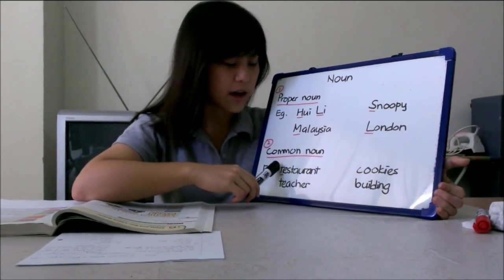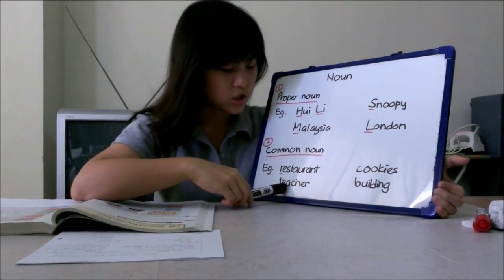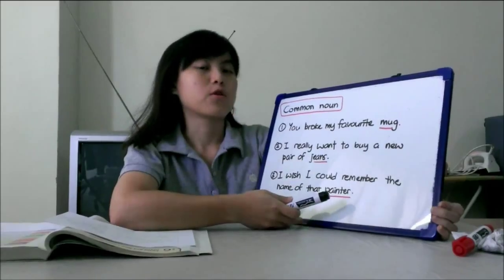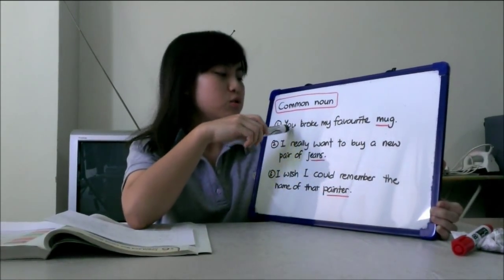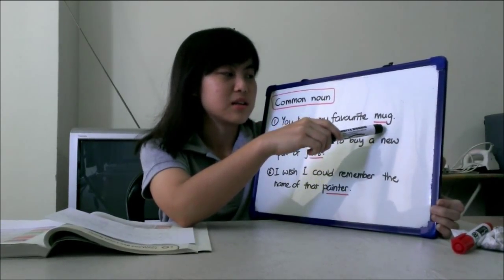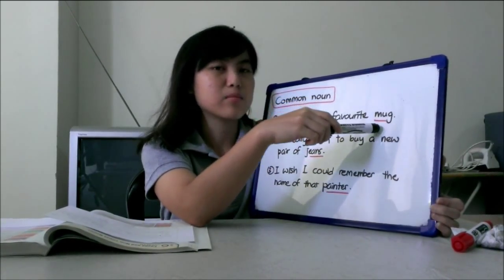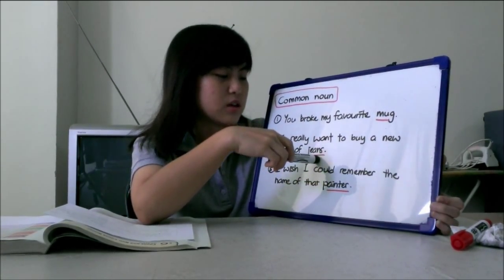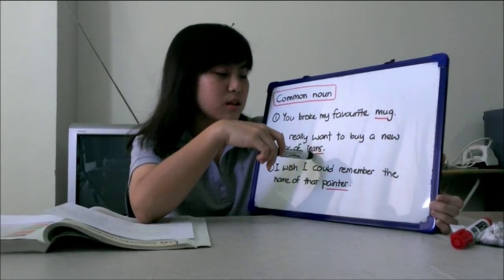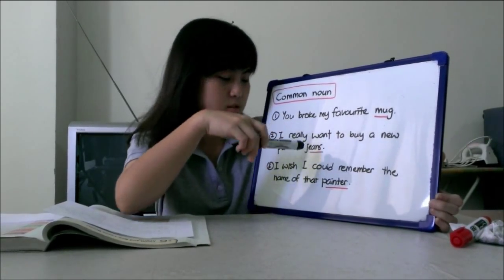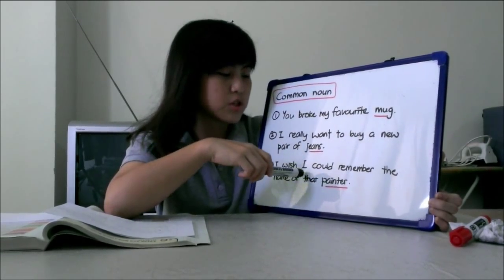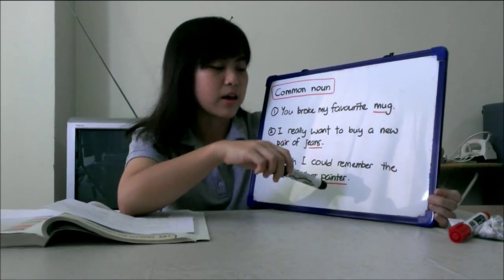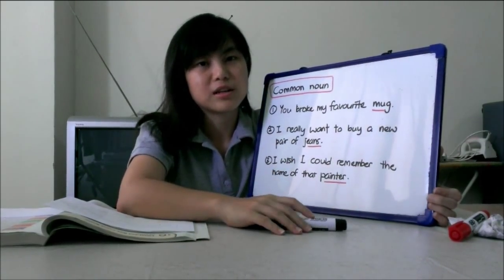For example, restaurant, the R is in small letter, and teacher, small letter T, cookies, small letter C, and building, small letter B. For examples of common nouns in sentences: you broke my favorite mug. The mug is the common noun, and the M is in small letter. I really want to buy a new pair of jeans. The word jeans is a common noun, and thus the J is in small letter. For the third sentence, I wish I could remember the name of that painter. Painter is a common noun, and the P is in small letter.